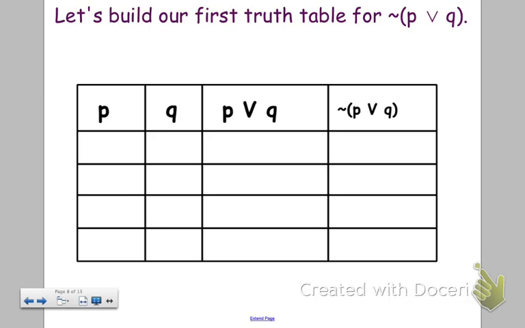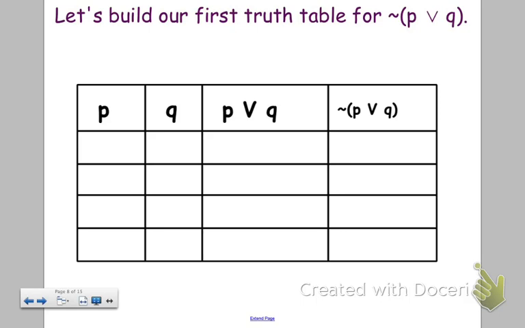So when we build a truth table, we're essentially doing the exact same thing we did in the previous examples. We're just putting it into an organized format. Okay? The very first truth table we're going to build is going to be for negate the quantity P or Q. Okay? So that P or Q is in parentheses, that negate symbol is out front. Now, when I build a truth table, because what I'm looking at has a P and a Q, I need to make my first column P, I need to make my second column Q.